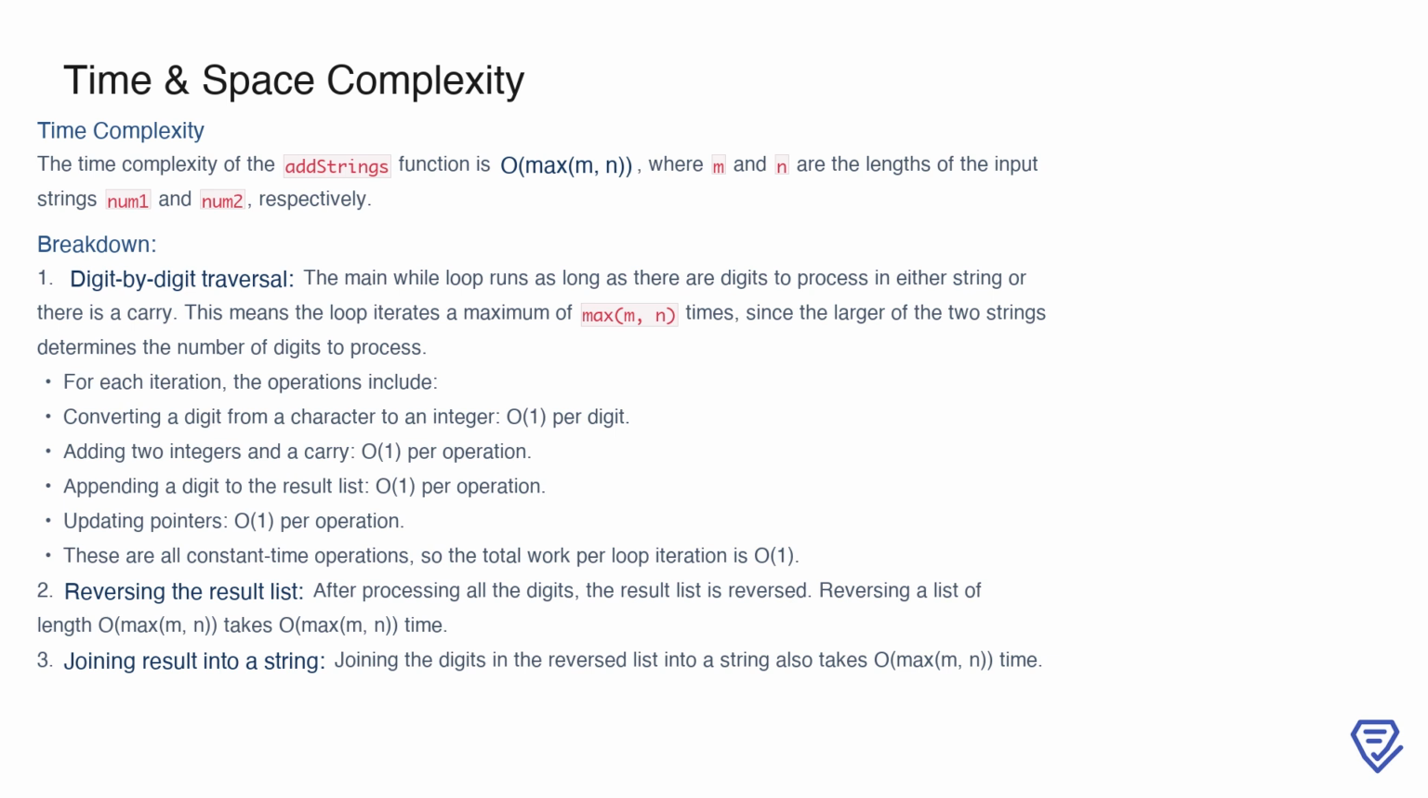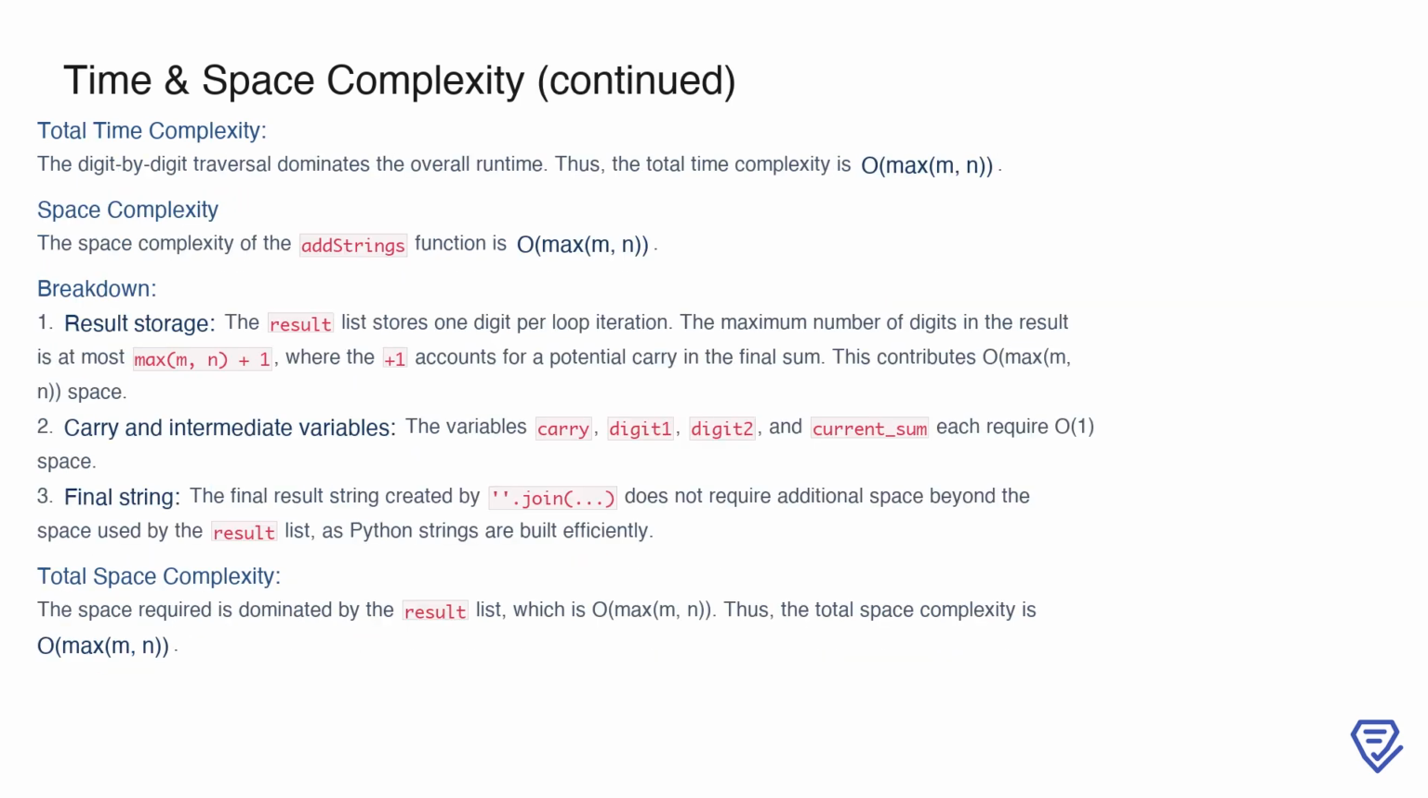These O(1) operations ensure that each loop iteration adds a constant amount of work. After traversing the digits, we reverse the result list, which takes O(max(m, n)) time, and then join the digits into a final string, which also takes O(max(m, n)). Therefore, the total time complexity is dominated by the digit traversal and is O(max(m, n)). Now let's discuss the space complexity of the addStrings function. The primary contributor to space usage is the result list, which stores one digit per iteration of the loop. The maximum size of this list is max(m, n) plus 1, where the additional digit accounts for a potential carry in the final sum. This results in O(max(m, n)) space.